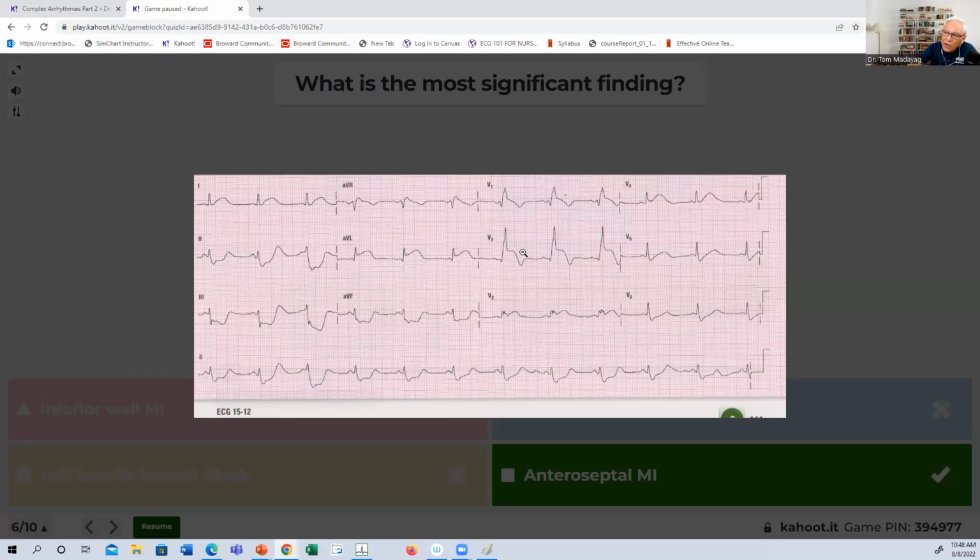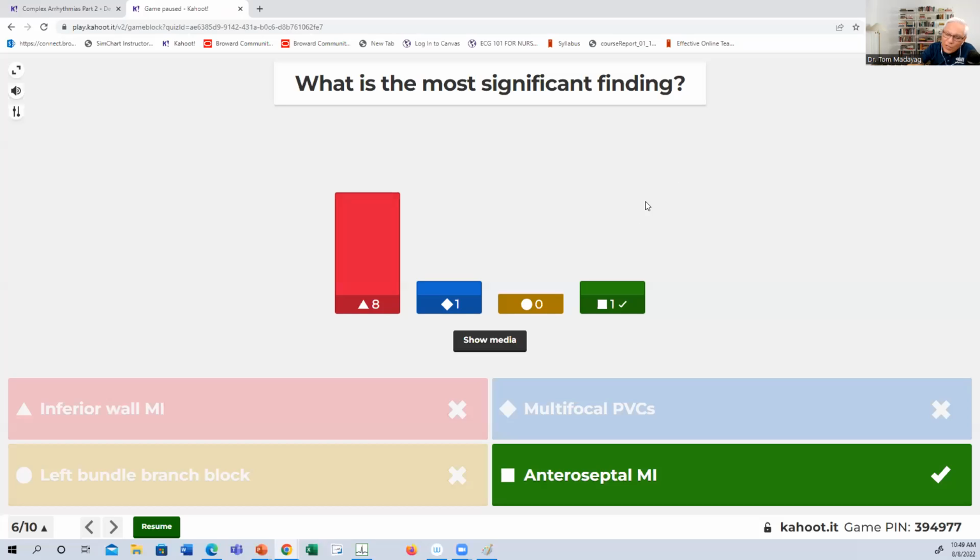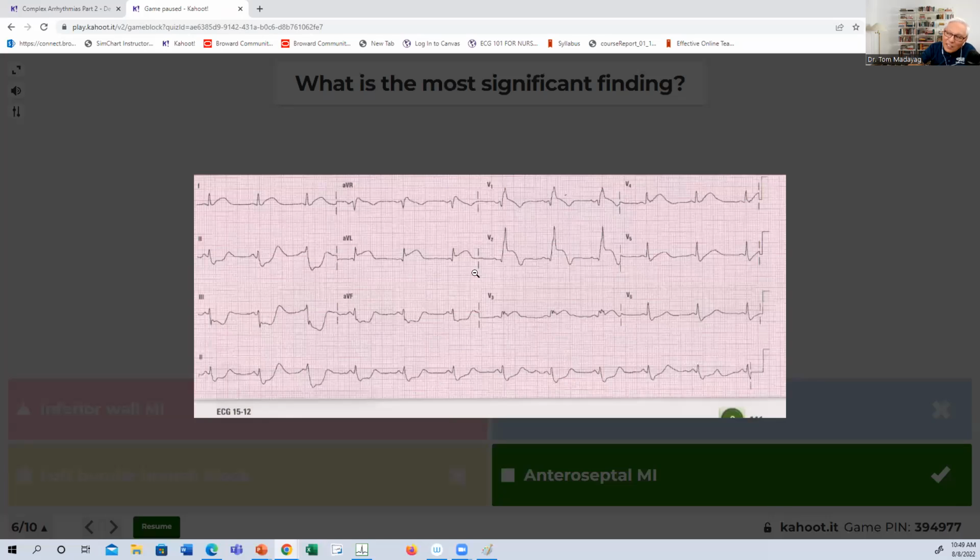And the ST elevations are in V1, V2, V3, V4, and these are the areas called the anteroseptal area of the heart. So this is an anteroseptal MI. This was just plugged in to see if, for those of you who had attended the 12-lead ECG, you remembered that information. Okay, so that's an anteroseptal MI again. And the reason is we have ST elevations in V1, V2, V3, V4. And these are called the anteroseptal areas of the heart.